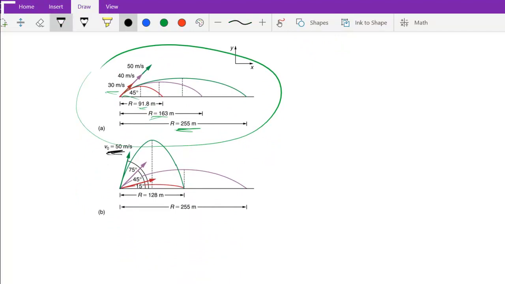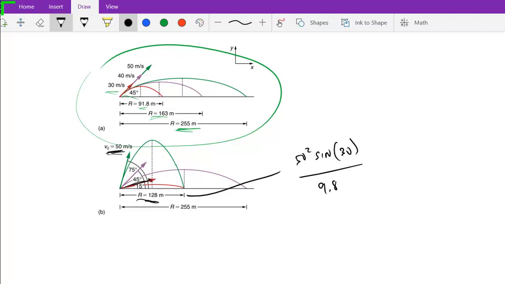And with different angles and all the same velocity, we can also show all of these. At 15 degrees, this distance here is 128 meters. This is going to be 50 squared times the sine of twice the angle, so this times the sine of 30, divided by 9.8 g, and that's the 128 meters.